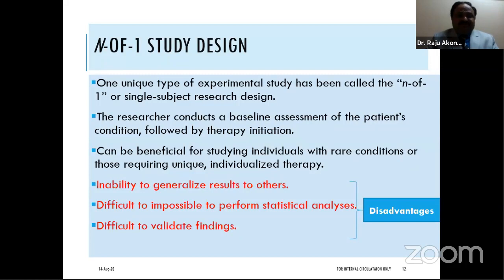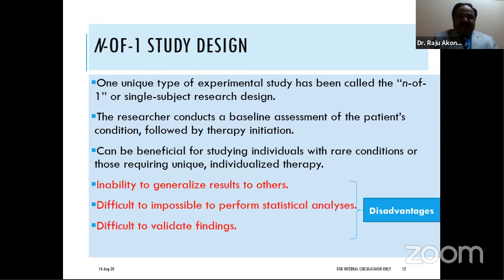Okay, there is one more study design you will observe sometimes. It is called the N-of-1 study design. One unique type of experimental study is called the N-of-1, or a single subject research design. Here the patient is just one person. The researcher conducts a baseline assessment of the patient's condition, followed by therapy initiation. So a researcher convinces the patient to participate in a study, does the baseline assessment, observes the baseline parameters, and then initiates the study.